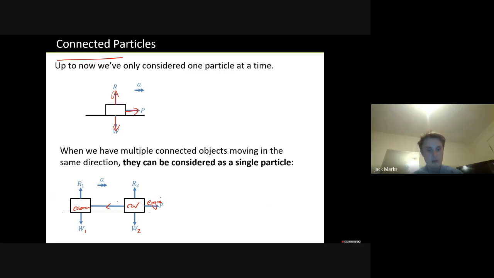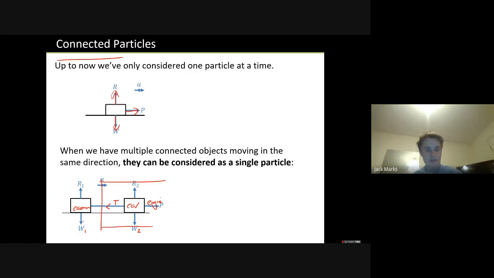The tow bar is sort of pulling the car back, if you like. There's some sort of resistance. There's something holding it back. There's something that stops it going as fast as it might go. So even with connected particles, we consider one particle at a time.